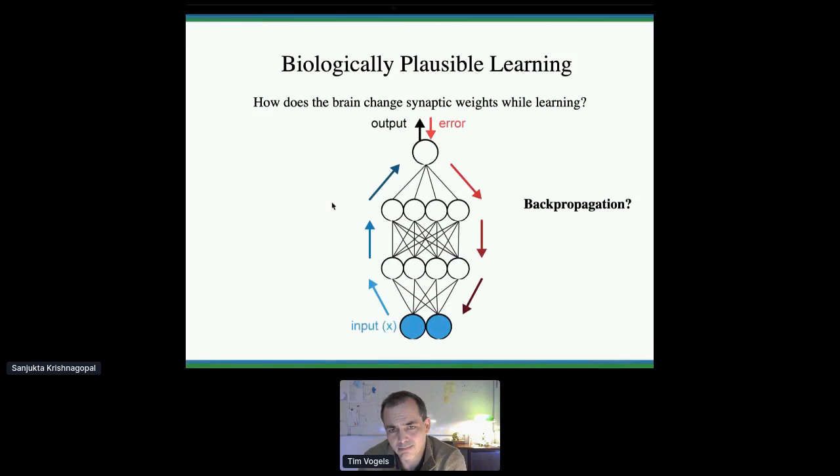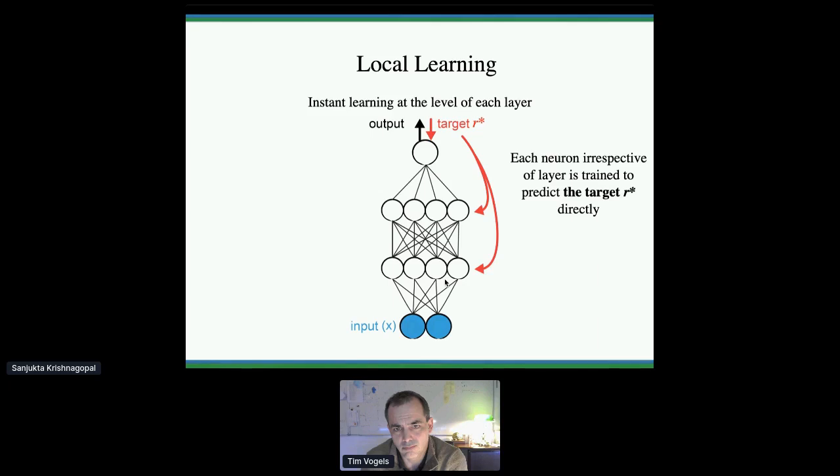All right. Okay, so basically, backpropagation: an input passes through several layers, goes to the output, computes an error, feeds it all the way back to the neurons, and this simply is not biologically plausible. So a quick fix to this problem is that each neuron, irrespective of what layer it's in, has the job to directly predict the target. The target is fed back into each neuron, and they don't have to do this forward pass, backprop business. They can almost instantly change their synaptic weights.